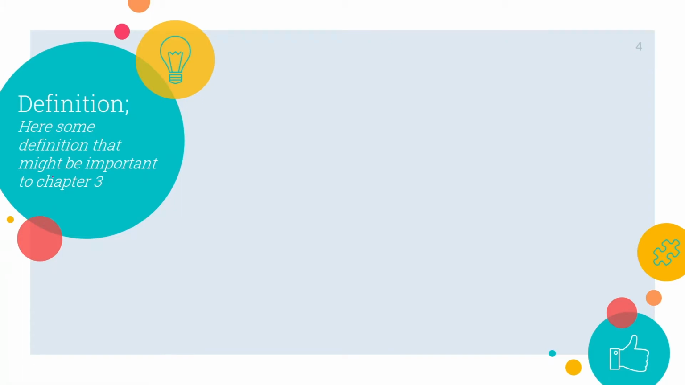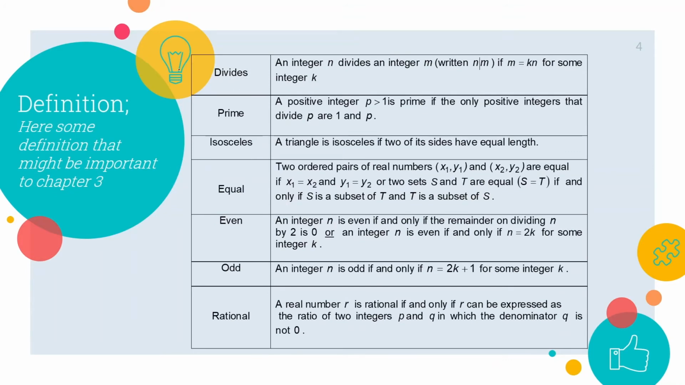Okay, here are some definitions that might be important to chapter 3. So what are the definitions? The first is divide: an integer n divides an integer m, written as n | m, if m equals kn for some integer k. Here the unknown k, or variable k, has to be declared as an integer. Secondly is prime. We have isosceles, equal, even and odd. Even and odd we have discussed in the video before this.